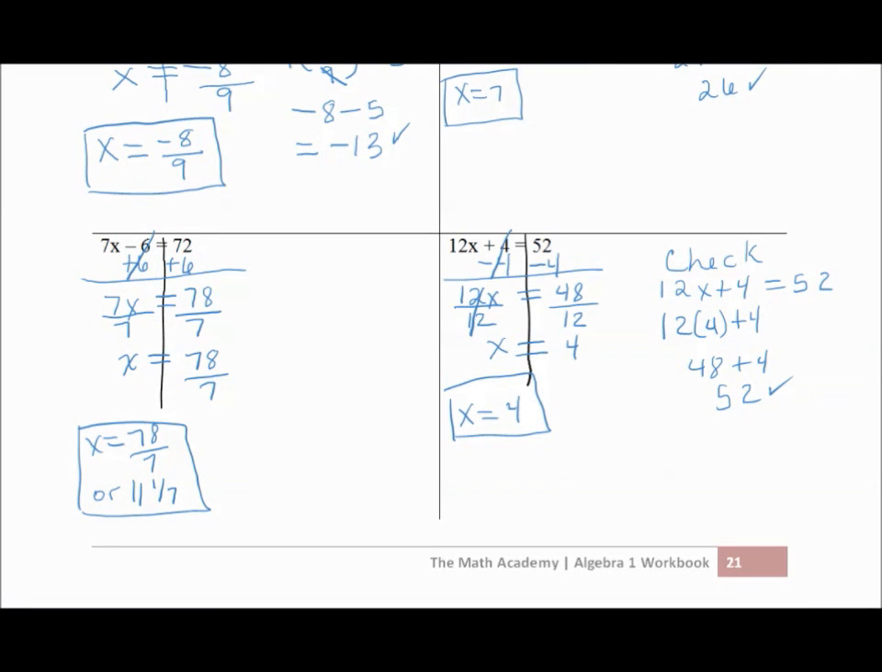I do see that I forgot to check my solution on the previous problem, so I'll go back and do so. So I need to check this one. The original equation was 7x minus 6 equals 72. So I'm going to replace the x with 78 over 7 because that's what I'm saying the solution is. Going to reduce this before I get started. The 7's cancel out, so that leaves me with 78 minus 6. 78 minus 6 is indeed 72. So since that checked out, I know my solution is correct.